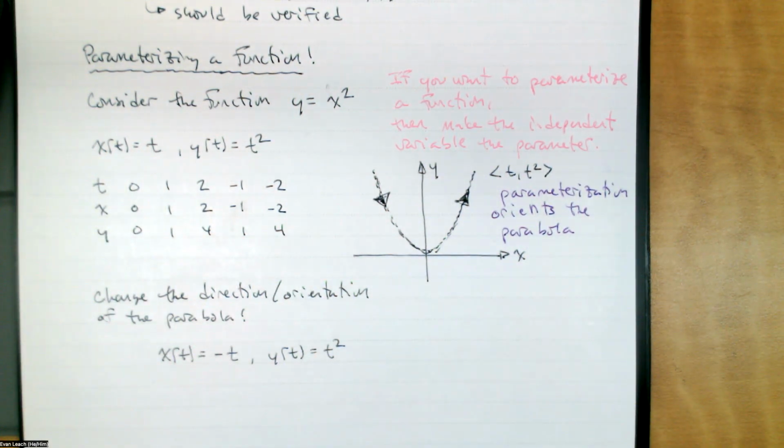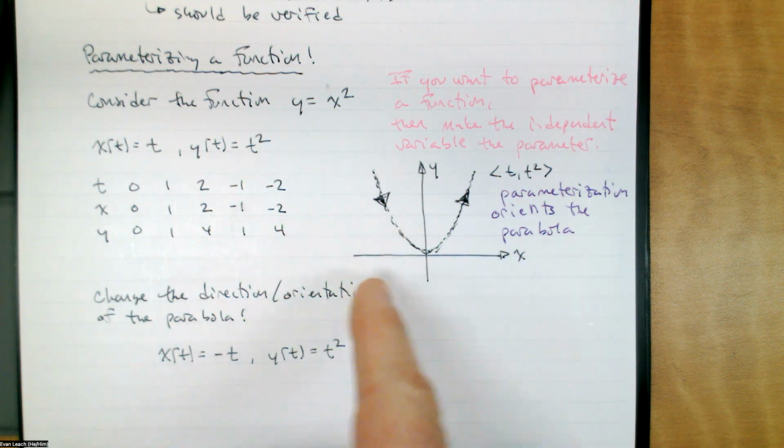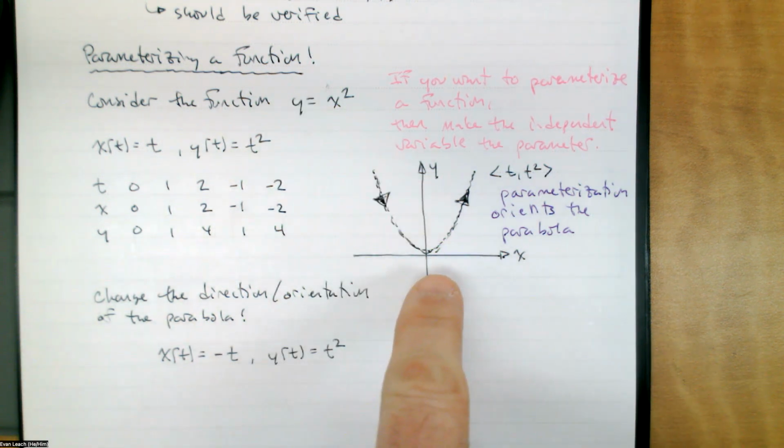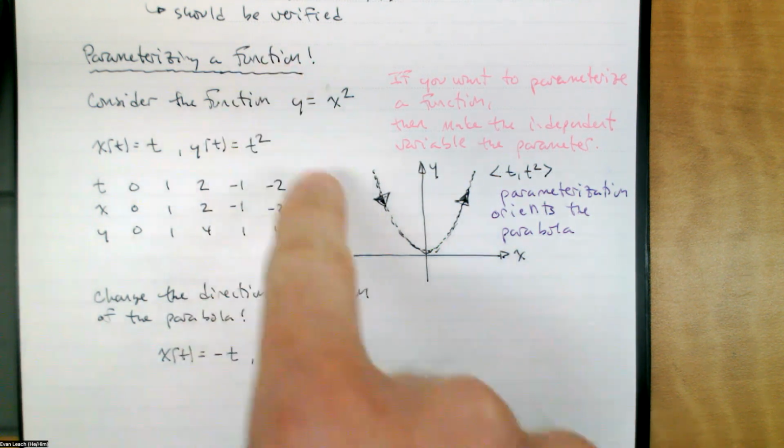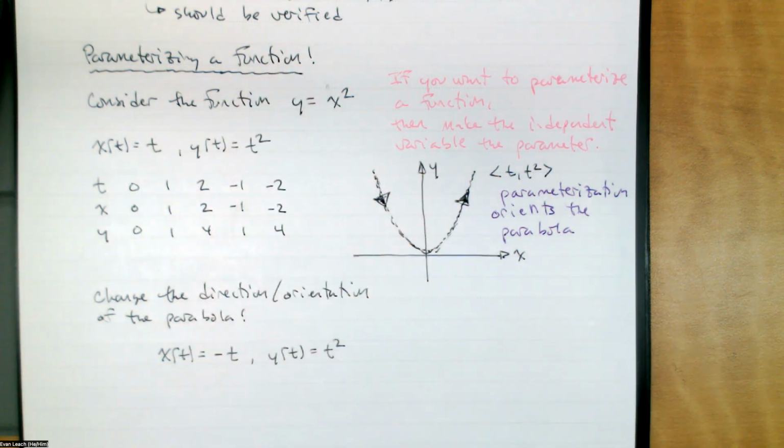So now when t is equal to 0, x is equal to 0. Oh, that's not going to help. But when t is equal to 1, x will be equal to -1 over here. And when t is equal to 2, x equals -2 over on this side. So as t goes from 0 on up, our parabola will be going the other direction. So this will change the orientation of the parabola. So we have a lot of control when we're dealing with parameterization.